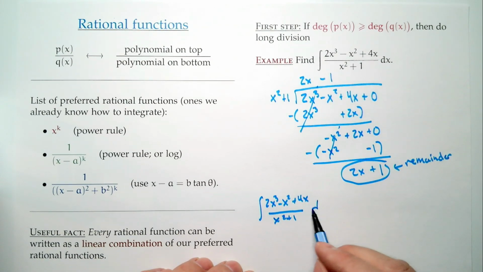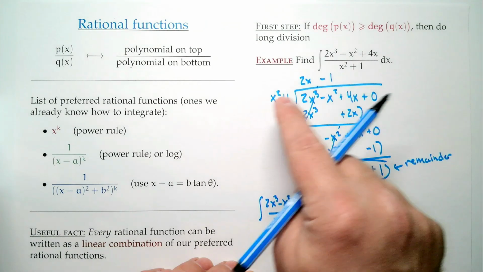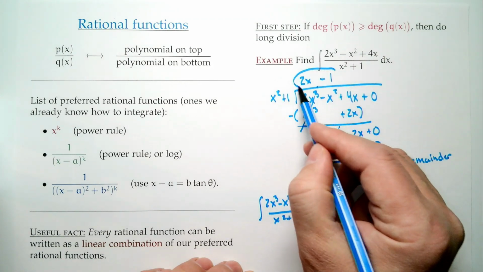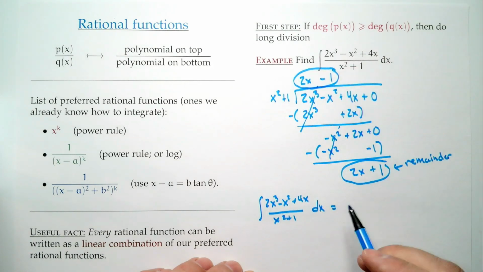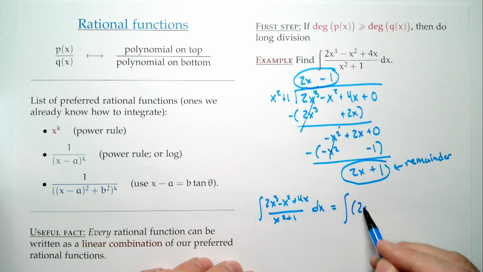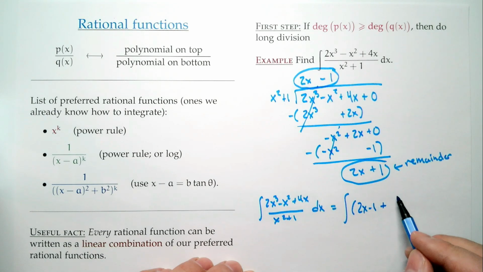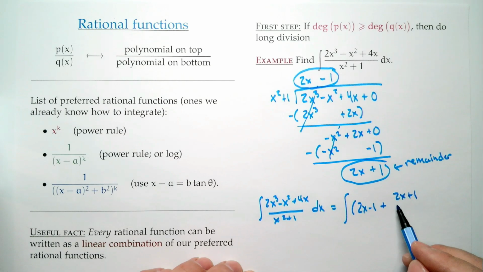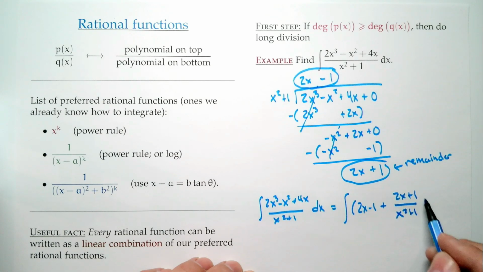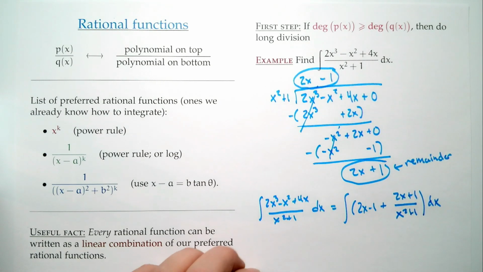is equal to the 2x minus 1, so this is what came out, plus the remainder, 2x plus 1, divided by x squared plus 1. All right, so we've simplified our integral a little bit. And we can do one other thing.